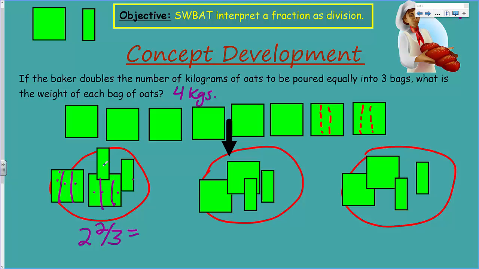1, 2, 3, 4, 5, 6, 7. Sorry. I have 8, don't I? I have 8/3. There are 2 over there. 6 and 2. I have 8/3. So 2 2/3 is equal to 8/3.